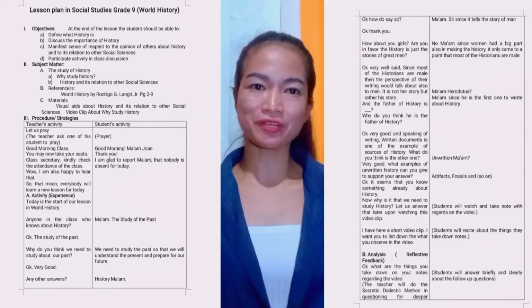We are tasked to prepare a lesson plan, so I prepared here a detailed lesson plan. First, the objectives. At the end of the lesson, the student should be able to: first, define what history is; second, discuss the importance of history; third, manifest a sense of respect to the opinion of others about history and its relation to other social sciences; and fourth, participate actively in class discussion.